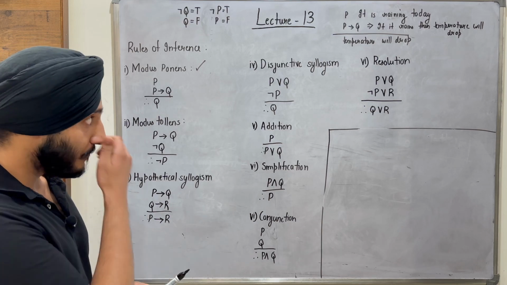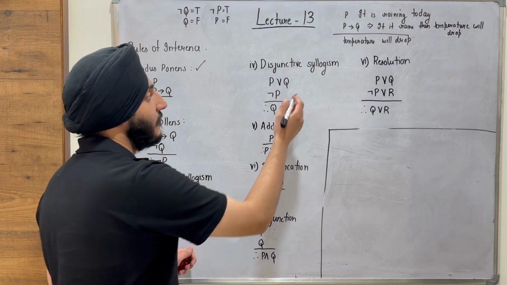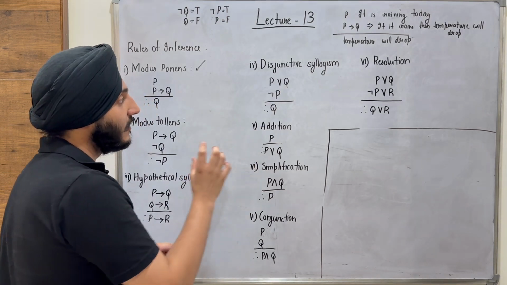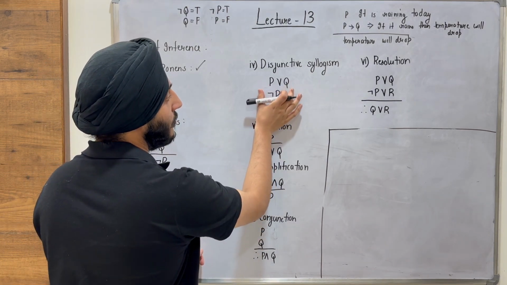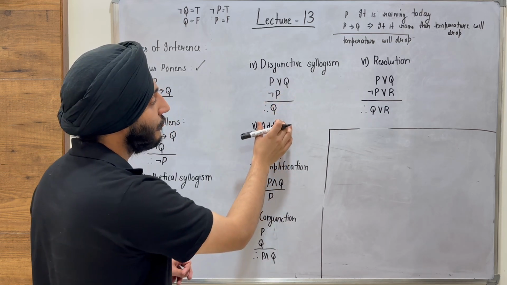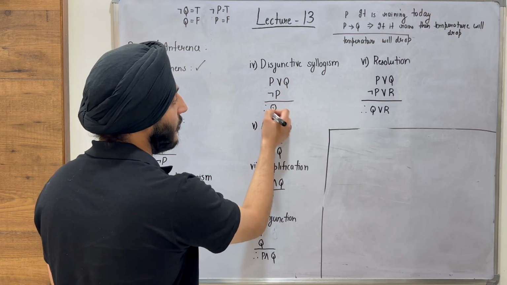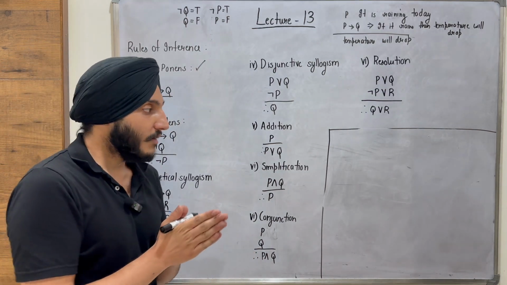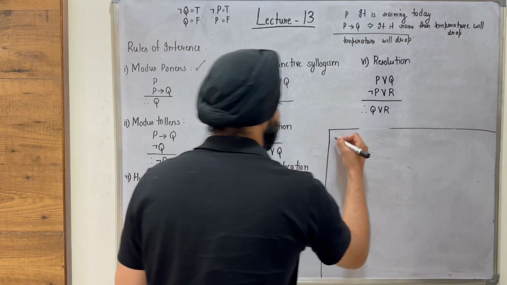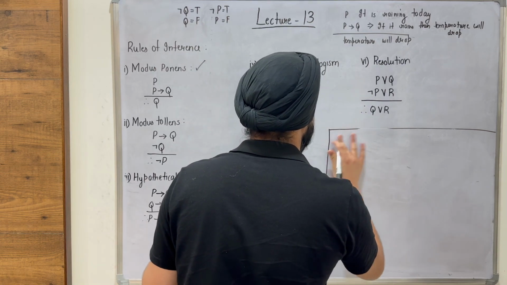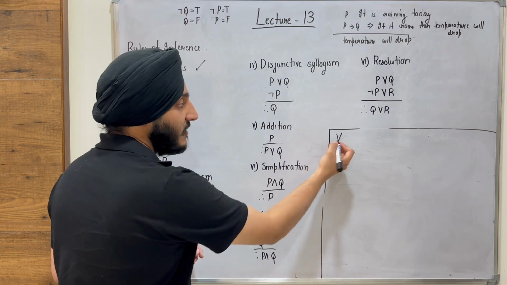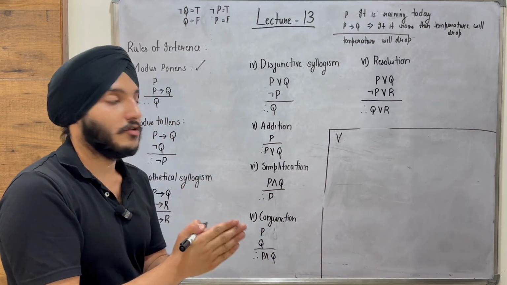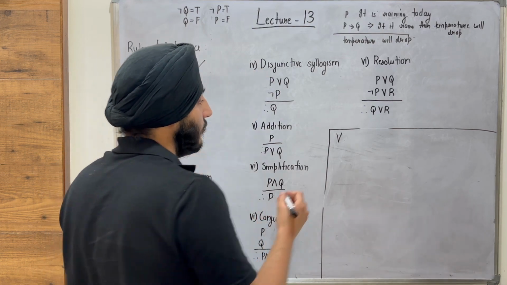Okay, moving on. Let's try to understand the disjunctive syllogism, right? According to disjunctive syllogism, if P or Q is true and negation of P is also true, then the conclusion should be that Q is also true. Let's try to understand this once again. If you remember, when I talk about an OR statement, this basically means that I only want one of the values to be true, right?